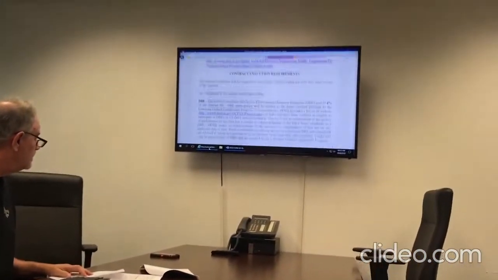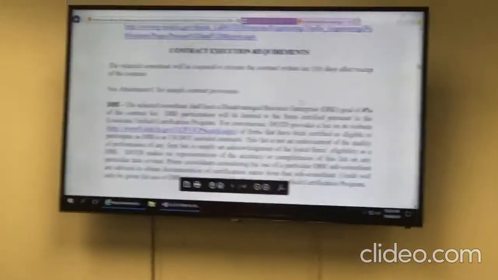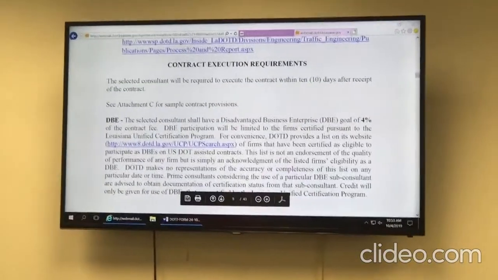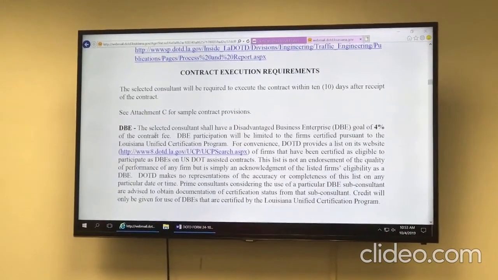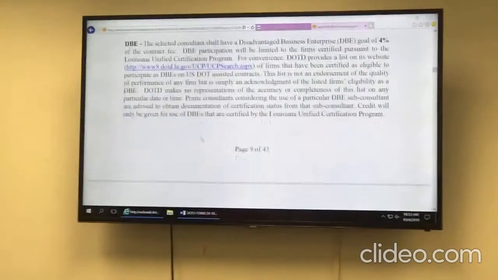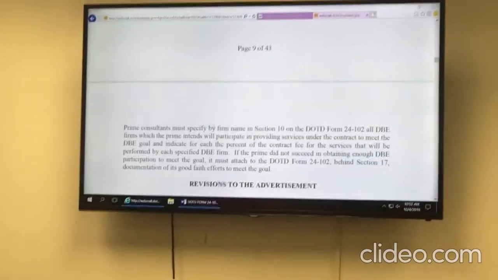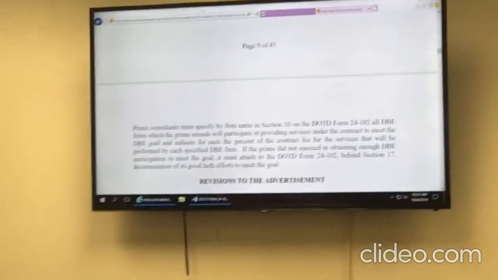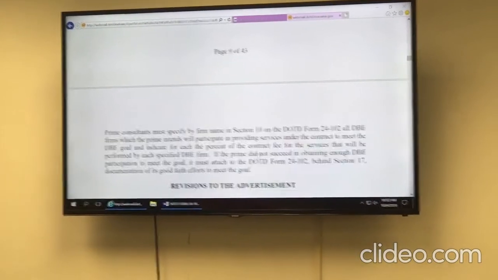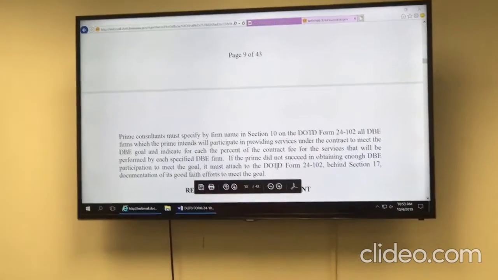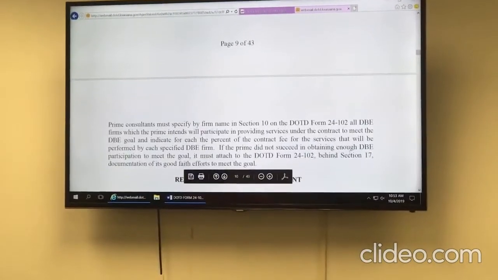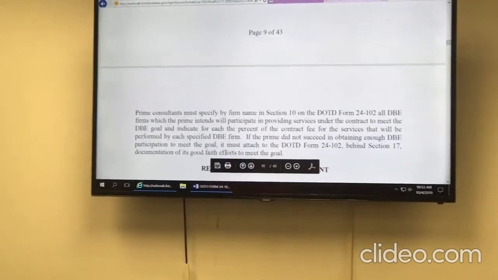And the reason why that's important, and let me go to this over here, I'm going to turn to a sample of an ad right here. Under the contract execution requirements article of the ad, where it addresses DBE, here's where it's important. If I go down here, it clearly states that if the prime did not succeed in obtaining enough DBE participation to meet the goal, it must attach the DOTD Form 24102 behind Section 17, documentation of its good faith efforts to meet the goal.